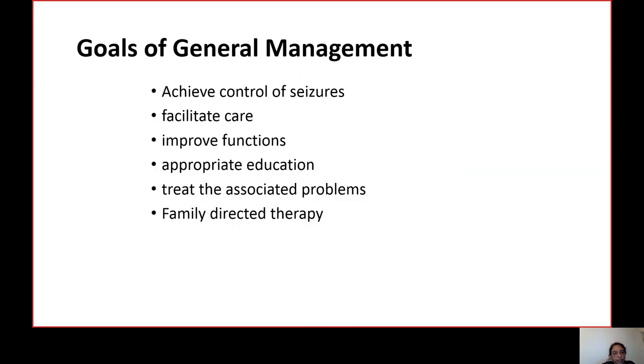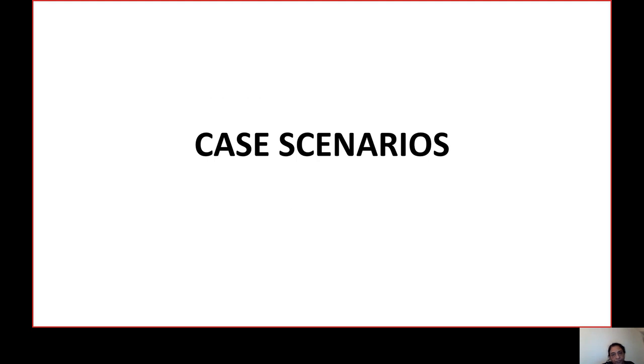In general, our aim would be to achieve control of seizures, and we have to facilitate the care for these children. The main thing that we do by giving these methods of treatment would be to improve the functions of this child, giving special school and everything. Then you have to treat the associated problems like visual impairments, hearing problems and all those things. And it has to be family directed. The family has to be geared to manage this person and also take up the treatment that we prescribe. Okay, so with that in mind, this is the basic outline, and we will move into the case scenarios.